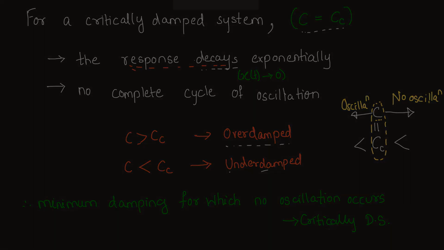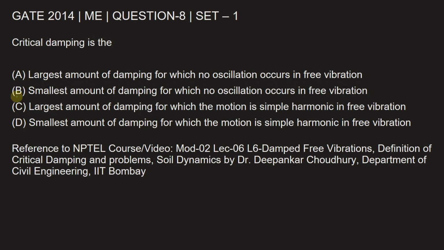Let's mark the answer now. Therefore, our answer is option B. Smallest amount of damping for which no oscillation occurs in free vibration is called the critical damping.